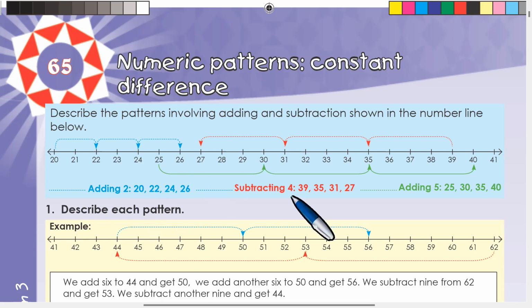If you subtract 4, subtracting 4 will produce a couple of things. Like if you subtract 4 in the red color, and you subtract 4 from 31, you get 27. You subtract 4, you get 31. You subtract 4, you get 35. And so on. So we have the following. Now I need to describe each pattern.